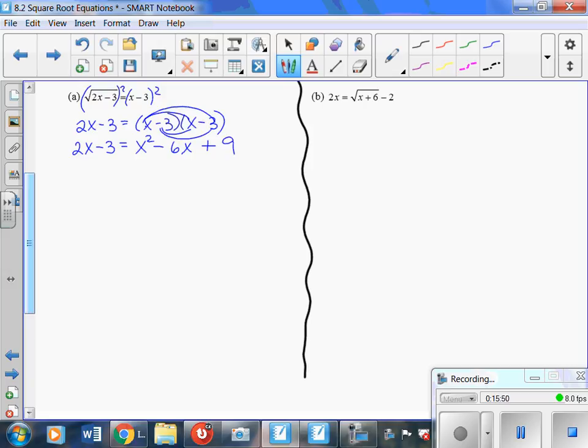Okay? And the next step I'm going to do is move these over because I need this set equal to 0. So I'm going to subtract 2x, add 3. Subtract 2x, add 3. Because what I want is a 0 on this side. Now, you can leave the 0 over here, but I think it's kind of odd. But what do you get over on the right-hand side? x squared minus 8x plus 12.